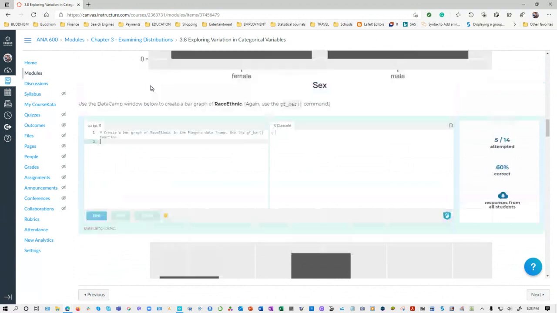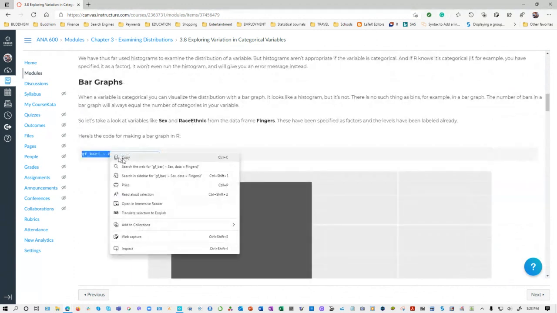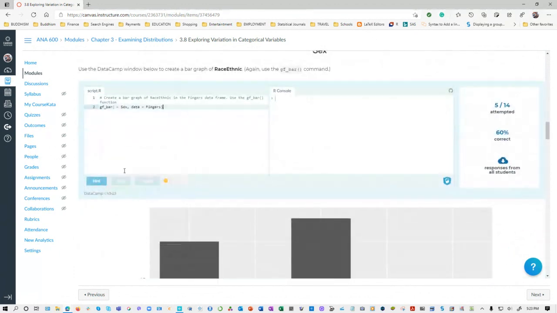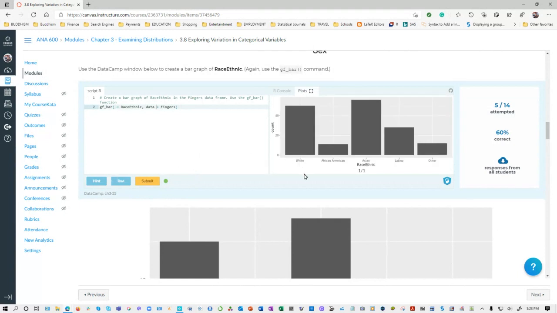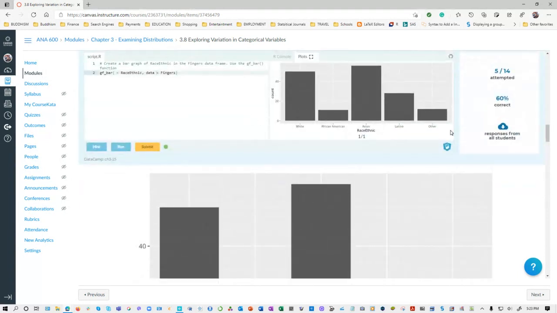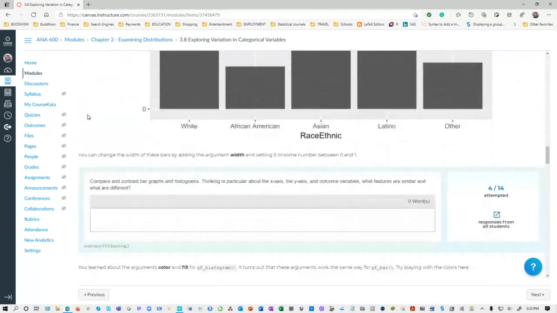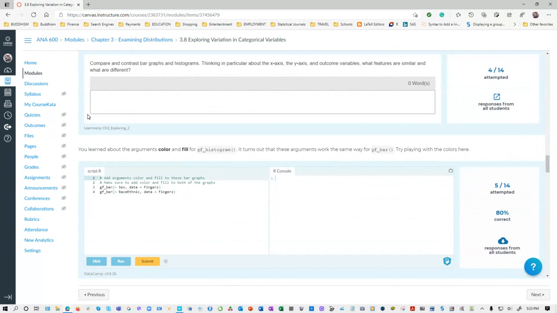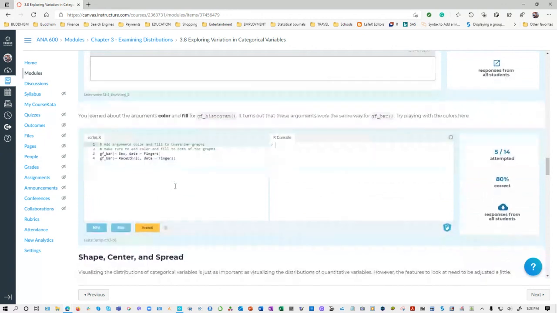Create a bar graph for race ethnic in the fingers data. They were looking for race ethnic, so put the data in fingers. You have White, African American, Latino and others. It's a bar graph, not a histogram. You learned about arguments like color and fill, and you can do the same way in ggplot bar graph. Try playing with the colors here.